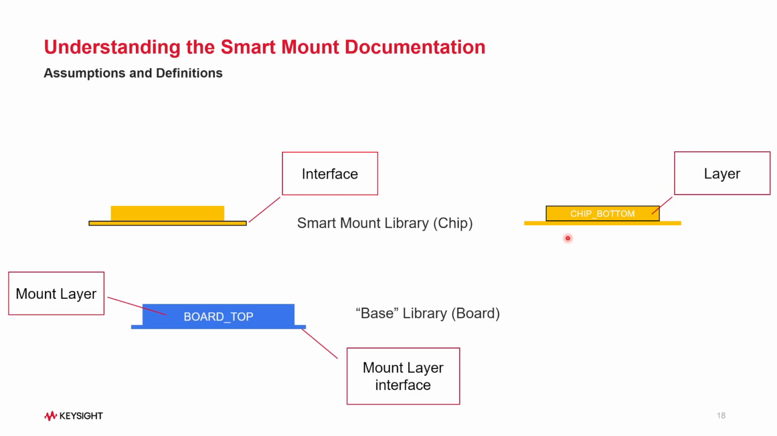Then in the documentation, you'll see that there's this reference to chip bottom and board top. Now, given that everything can be flipped around, this is not to be taken literally. This essentially means the layer that is sticking out of the contact interface on the chip side, or the smart mount library side. And this is the layer that is sticking out of the contact interface on the base library side, which is referred to as board. So we'll see many different combinations exist, but this hopefully will help clarify what we're going to show later.